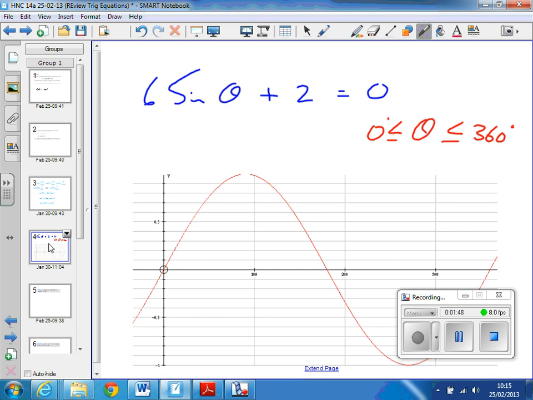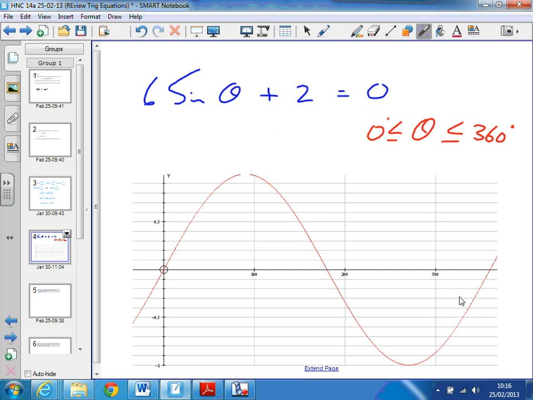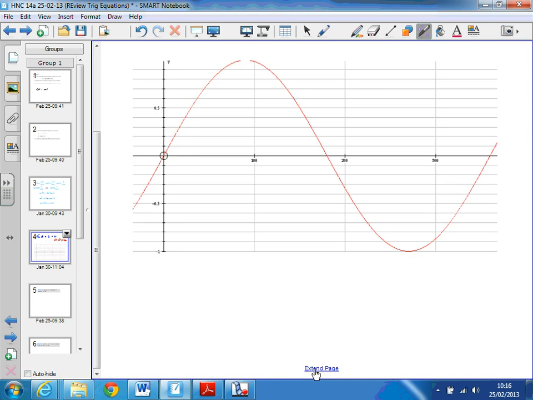And we can use those to solve equations. Let's look at an example. Solve this equation, 6 sine theta plus 2 equals 0, for angles between 0 and 360 degrees. So I have here a sine wave that I've drawn out, and you could plot this on Autograph. You remember in the task it says use a sketch or Autograph to justify your answers. So this is the sort of sketch we're looking for. So let's solve the equation and see how that relates to this. 6 sine theta plus 2 equals 0.